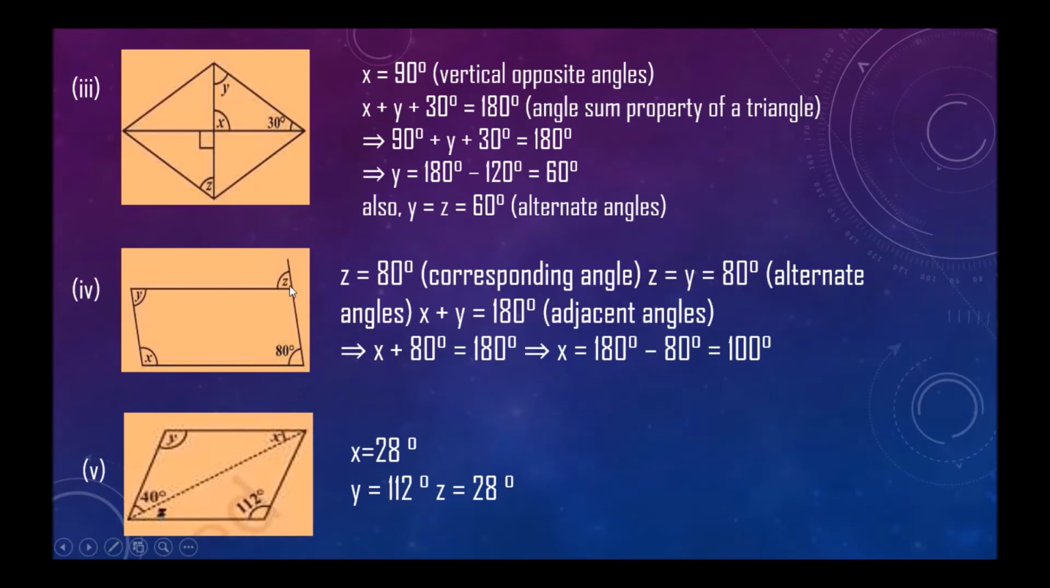Here z equals 80 degrees, corresponding angles. z equals y equals 80 degrees, that is alternate angles. x plus y equals 180 degrees because of adjacent angles. So x plus 80 degrees equals 180 degrees, that is x equals 100 degrees. x equals 28 degrees, y equals 112 degrees and z equals 28 degrees.